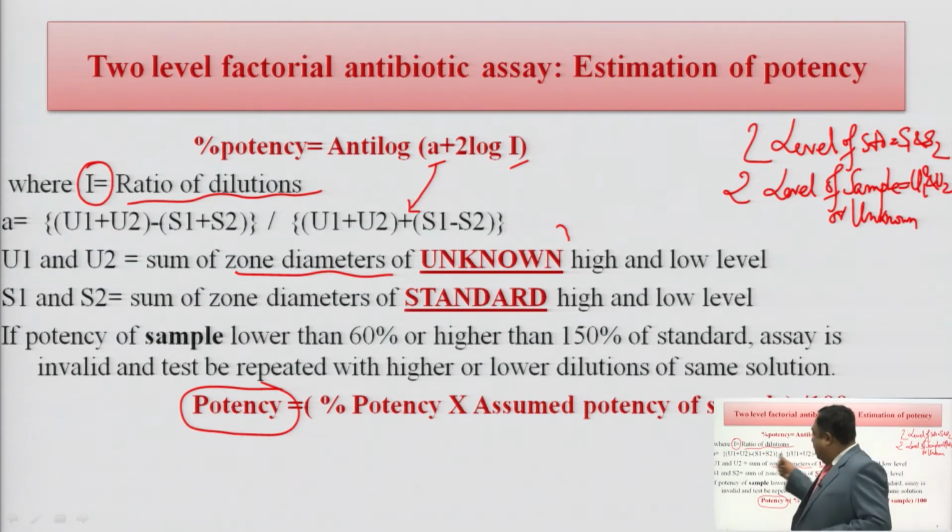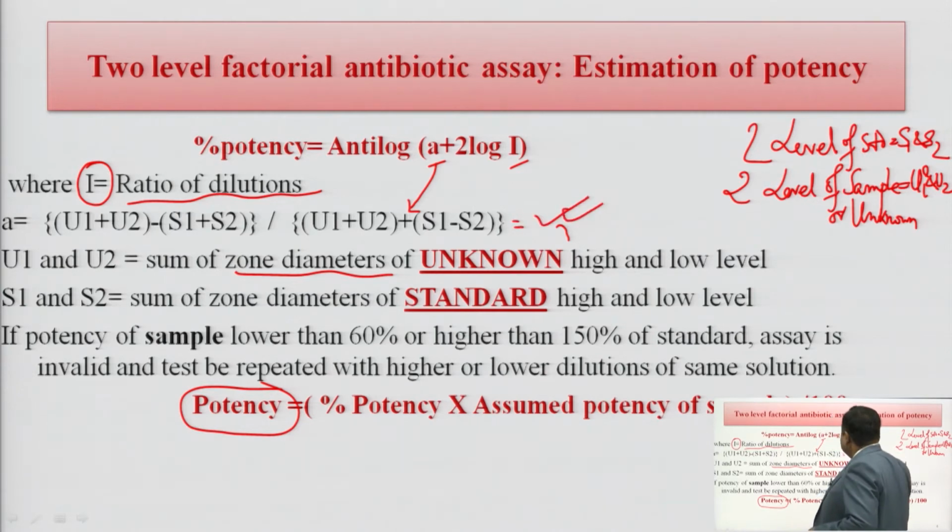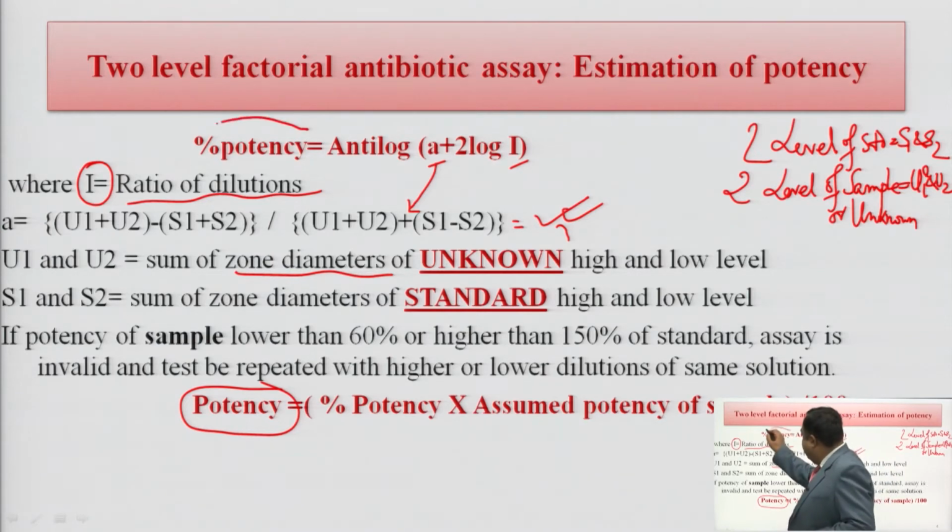Therefore, you put the value of the zone diameter here. So, U1 plus U2 minus S1 plus S2, U1 plus U2 plus S1 minus S2. This is the formula which you have to adopt to determine what is called antilog of A. The value will come up from here, plus 2 log I. I is nothing but the ratio of dilutions. So, whatever value you are getting is known as percentage potency.